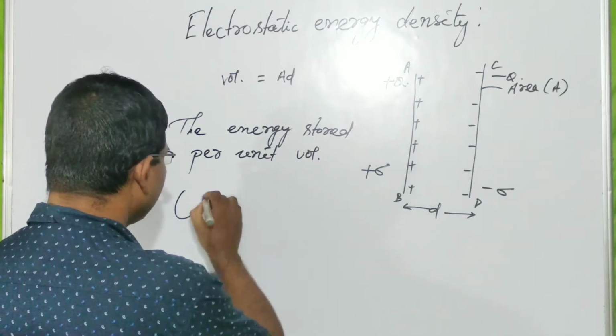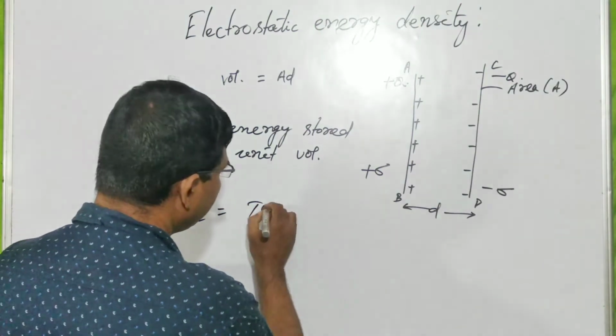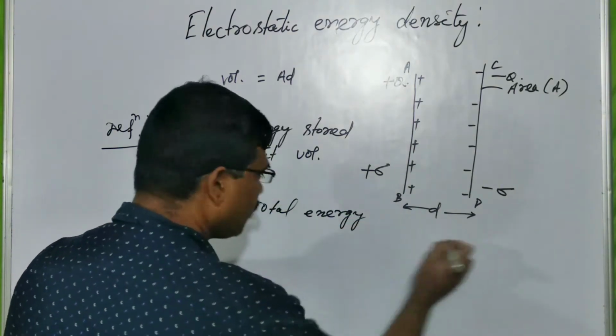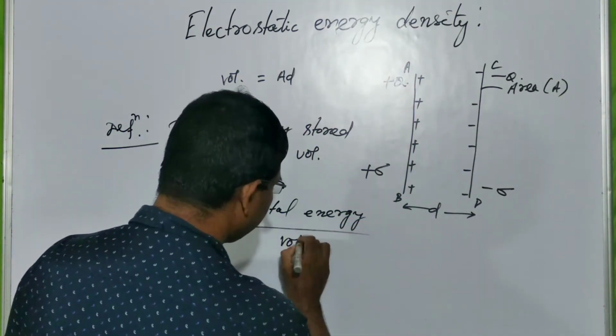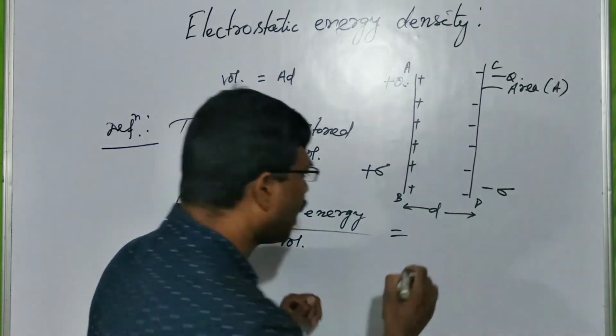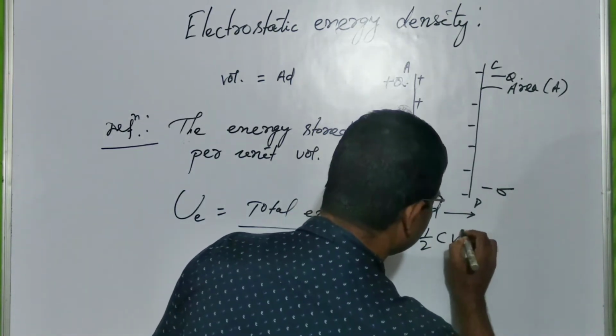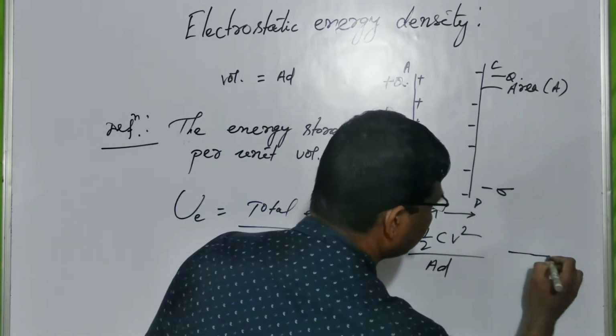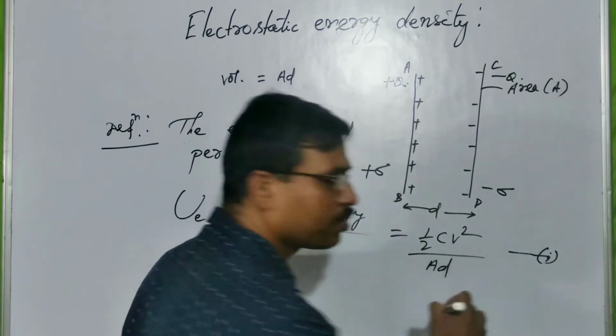Suppose it is U E. So total energy in a capacitor by volume. Total energy stored in a capacitor is how much? Half C V square. Volume is A into D. This is equation 1.